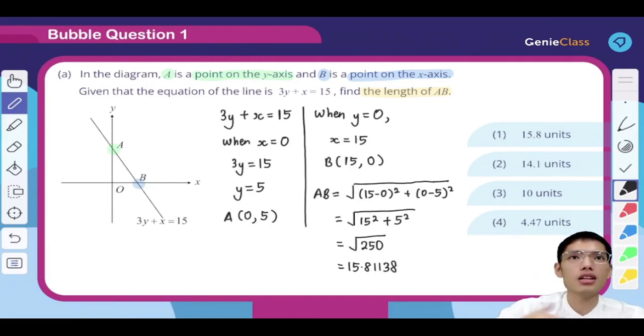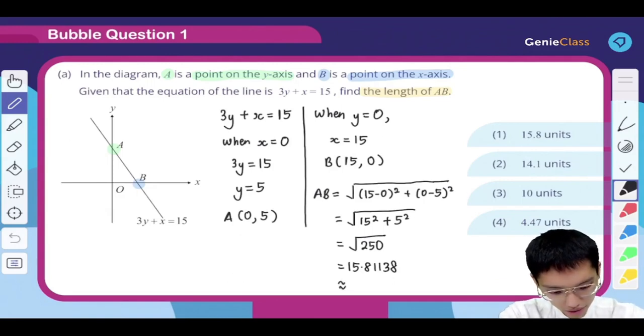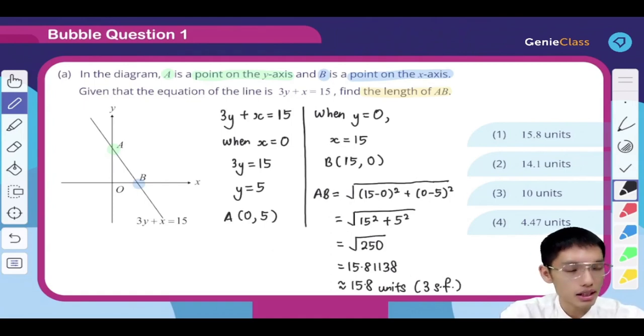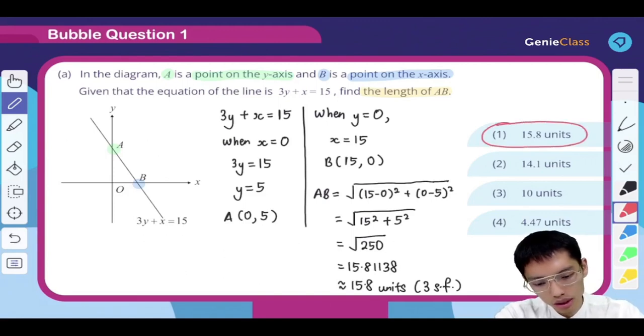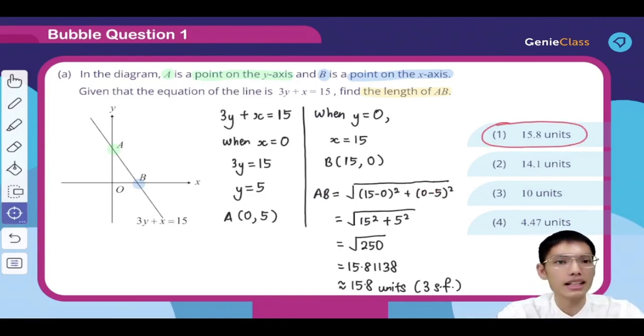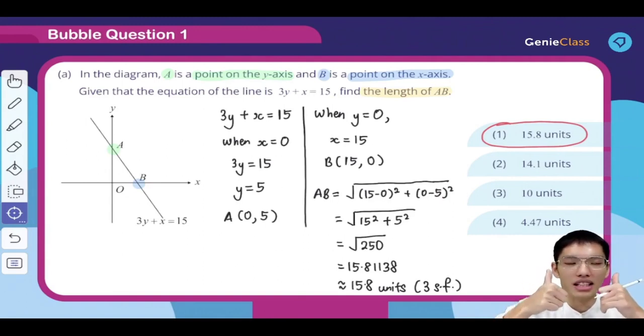And remember, answers always live in 3SF. So that's where I have 15.8 units. Always leave your answers in 3SF. That's why my answer is answer number 1. So be very careful. Some of you will make 2 because when you square root, you include the minus sign. So just be very careful. I only have these 2 answers. But for the rest, not too bad. Good job so far. Just be careful of your minus signs.